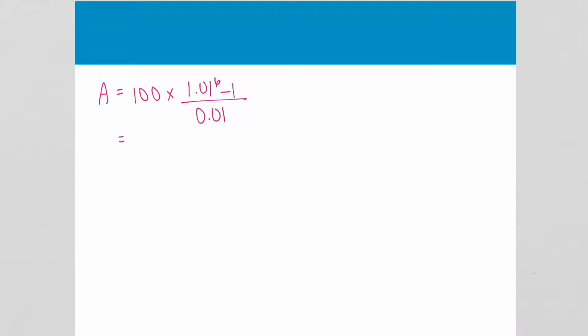Again, if you get a very long decimal and you don't have a graphing calculator or the ability to do things one on top of another, make sure you write it all out and type it back in. But you should be able to put into your calculator 1.01 to the 6th power, then subtract 1, then divide by 0.01, and then multiply by 100. So this one isn't too bad. You should get $615.20. That's how much you would have after 6 months.